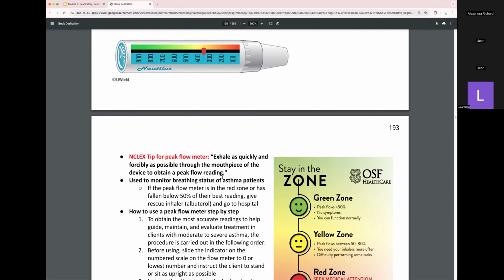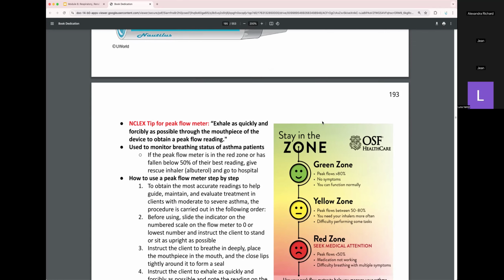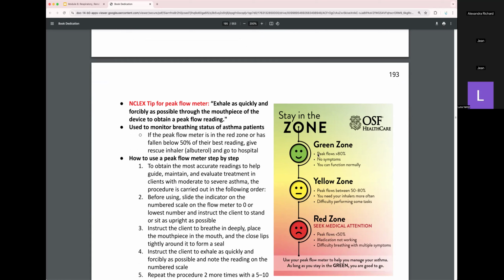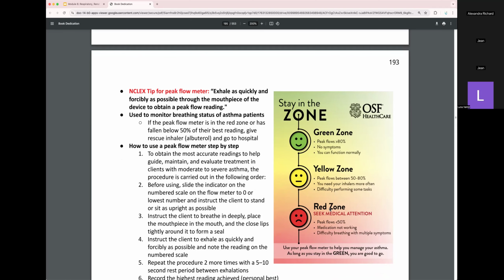And if the peak flow meter is in the red zone or has fallen 50% below their best reading, they need to use their rescue inhaler. So if it is in the red zone, that means they don't have the proper lung capacity. Their airway is tightening up. Okay, so this is a diagram you can use. So if they're in the green zone, they are breathing well. Their airways are open. If they're in the yellow zone, they need to be using their inhalers more often. If they're in the red zone, then they need to use their rescue inhaler.